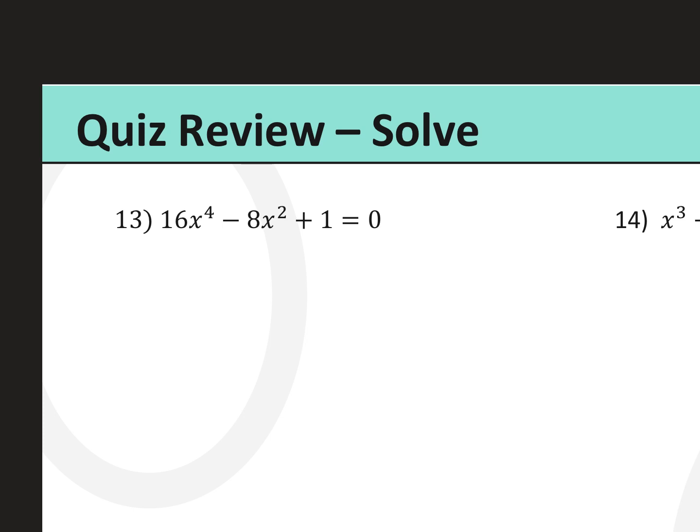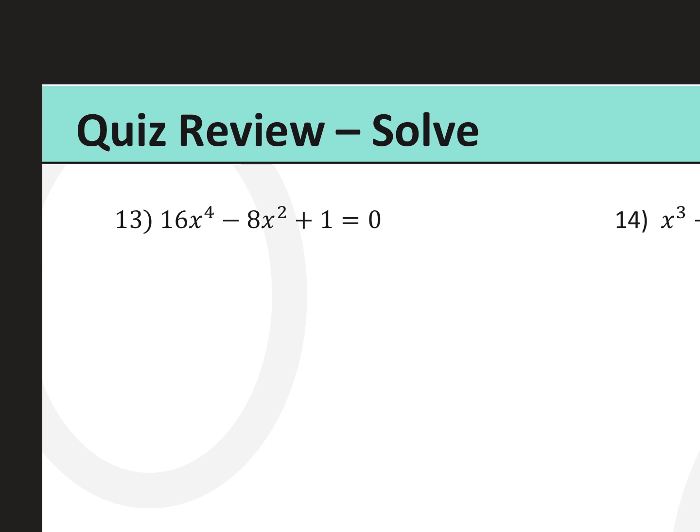How can I get 16x to the 4th minus 8x squared plus 1? If I multiply a times c, you get 16 times 1 is 16. There's no factors of 16 that'll multiply to give me 1/2. Well, there is, or 8, but it doesn't just jump out at you, right?